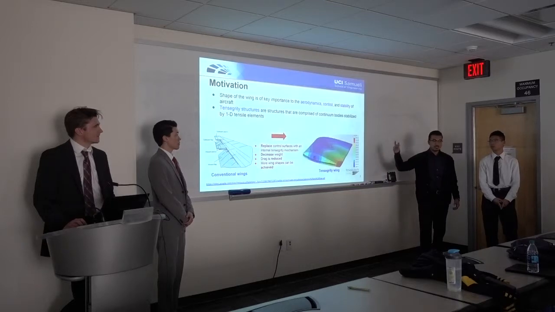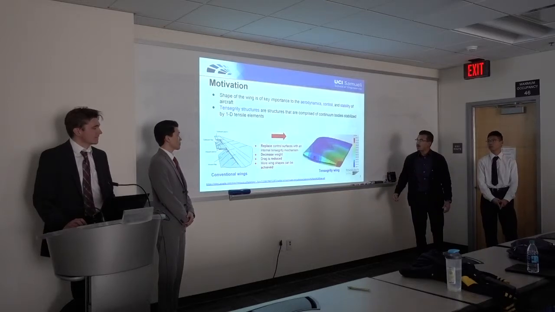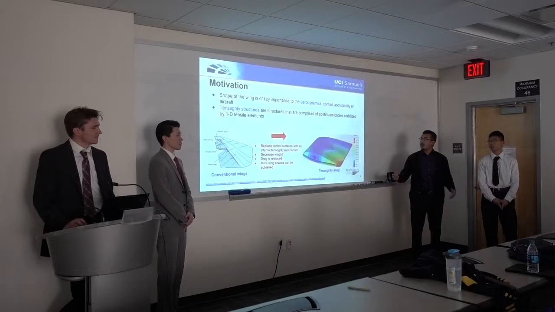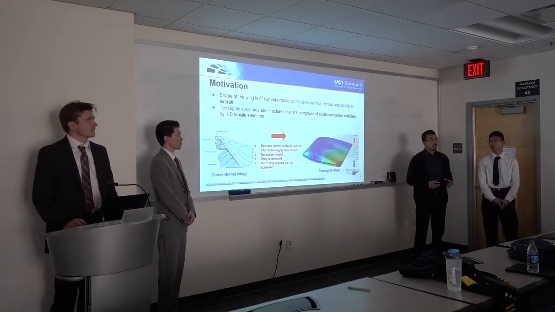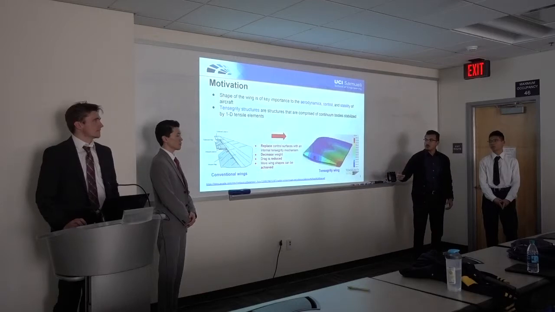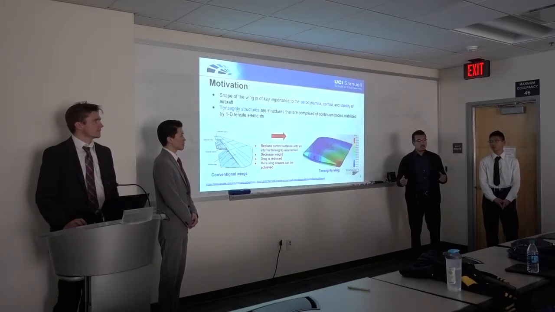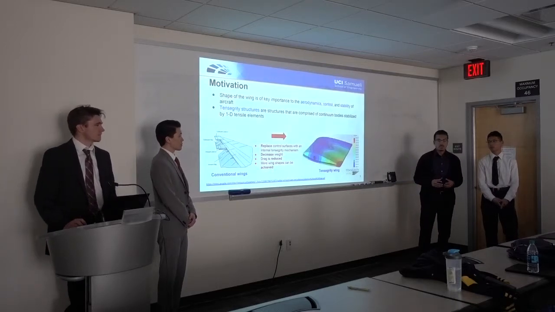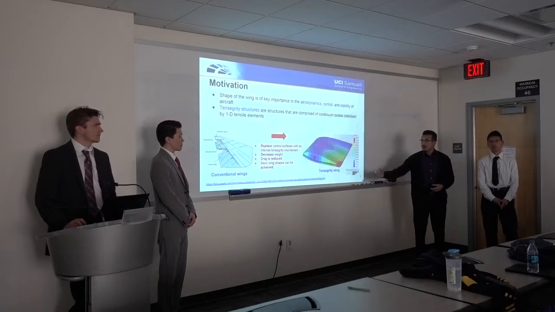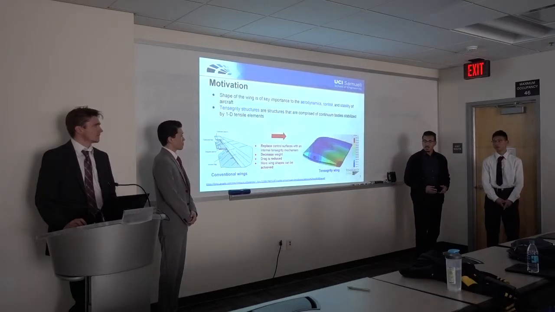What is that? A tensegrity structure is a structure that's comprised of continuum bodies which are stabilized by one-dimensional members. So our goal is to create a tensegrity tower, which will be showed later on, and to put that in a wing and have our wing morph. And by doing so, we hope to decrease the total weight of the wing, decrease the drag, and achieve more wing shape as well.